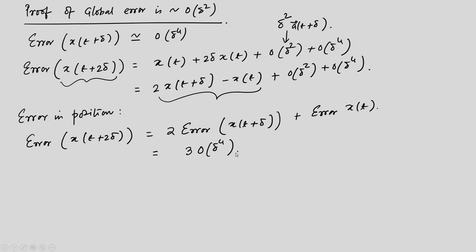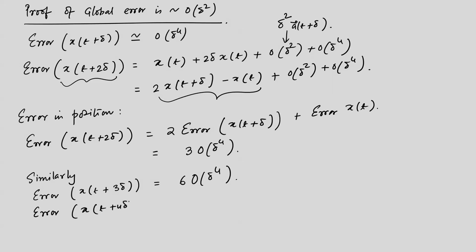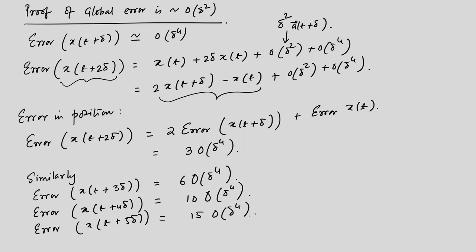So, this is the error at this t plus 2 delta level. And similarly, if one looks at the error at x t plus 3 delta, this is of order delta 4, by induction, so this O is of the order of... and similarly the error for x t plus 4 delta is equal to 10 order of delta 4. By similar manipulation, the error at x t plus 5 delta is equal to 15 order delta to the power 4, and so on.